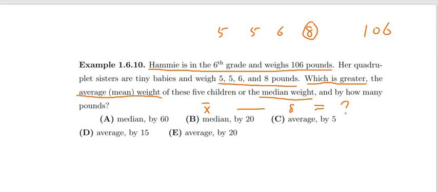So we should choose among the options A, B and so on: the average is greater by how many? Here it's just a little bit of calculation. We need to find whether it is greater by 5, or by 15, or by 20.